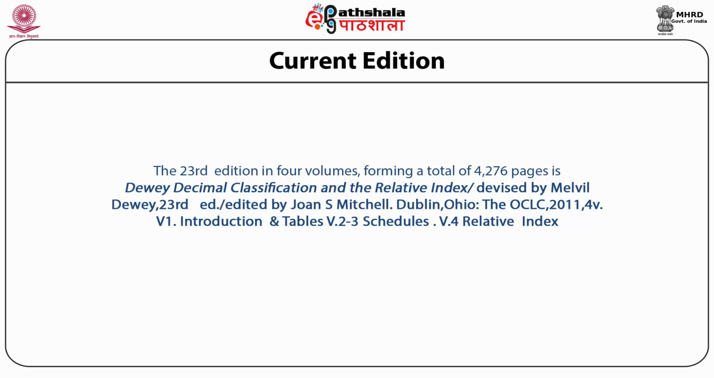Volume 1 is Introduction and Operation Manual, and also it has some tables, that is 6 tables. Then Volume 2 and 3 contains the schedules, and Volume 4 is devoted to the relative index.